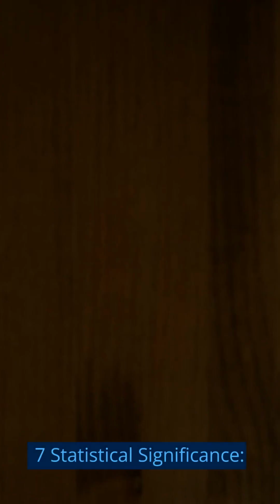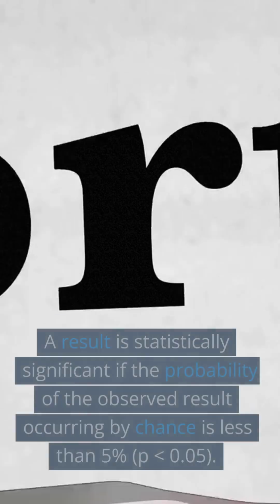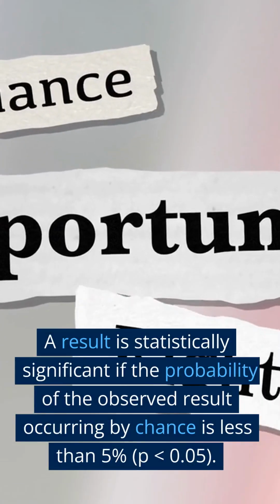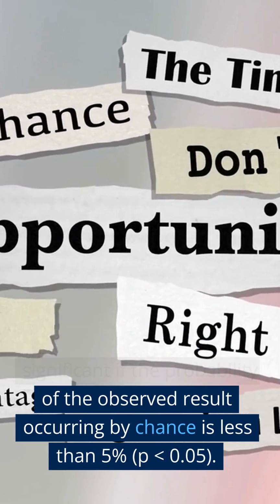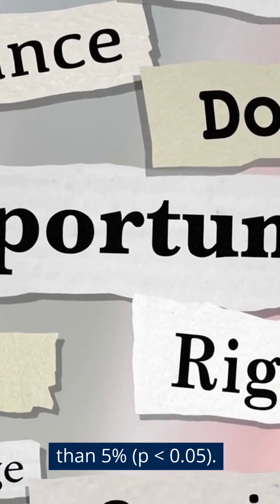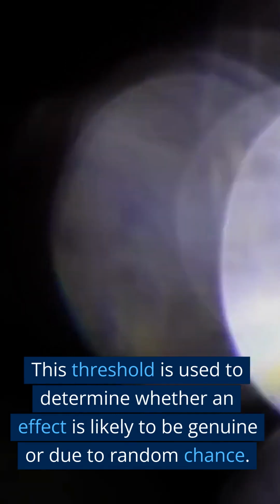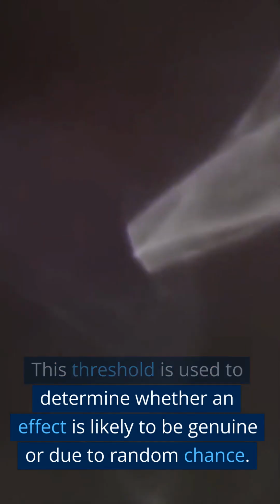7. Statistical significance. A result is statistically significant if the probability of the observed result occurring by chance is less than 5%, p less than 0.05. This threshold is used to determine whether an effect is likely to be genuine or due to random chance.